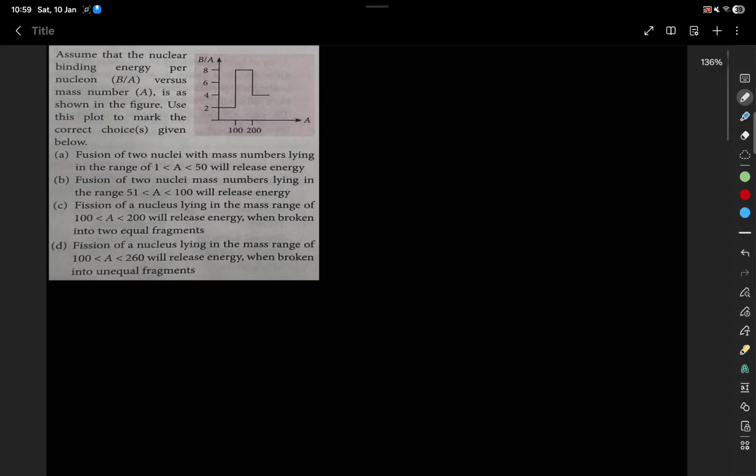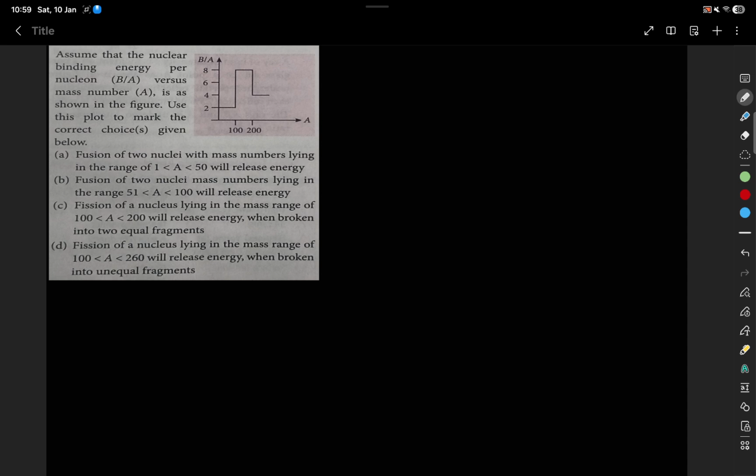This is a good question from Nuclei. Assume that the nuclear binding energy per nucleon B by A versus mass number A is as shown in figure. Use the correct plot to mark the choice given below. So there is a graph given of binding energy versus A. You need to find out which of these is correct.